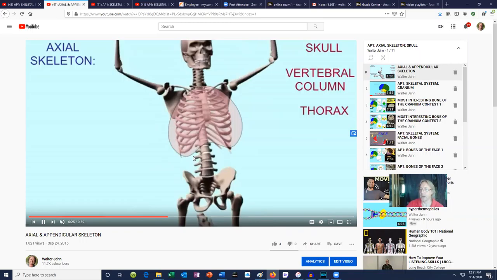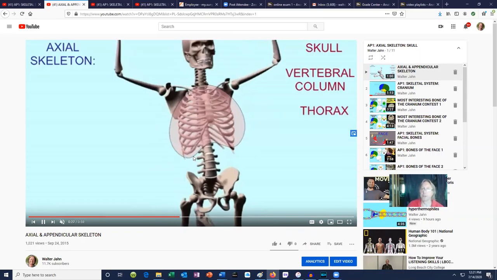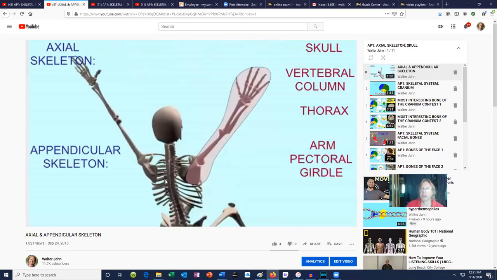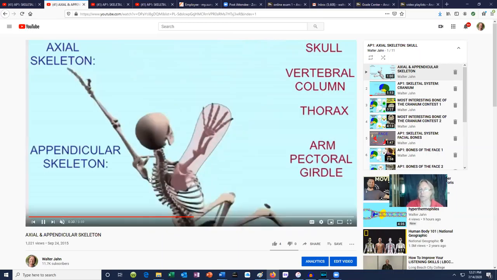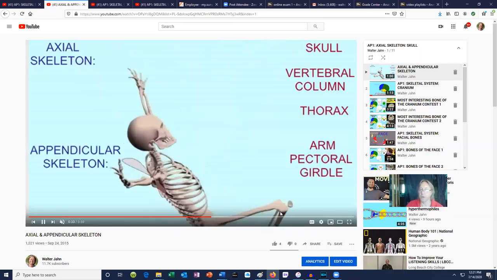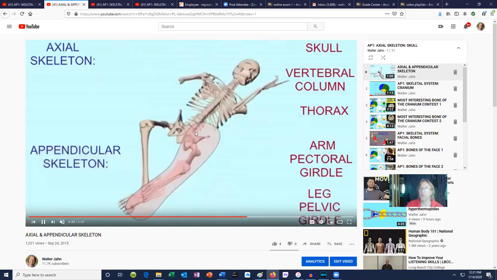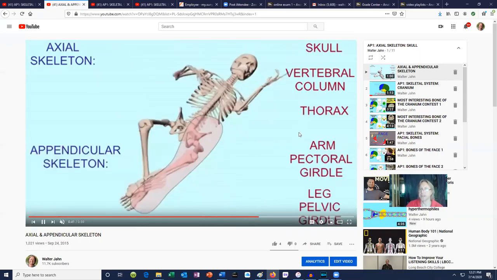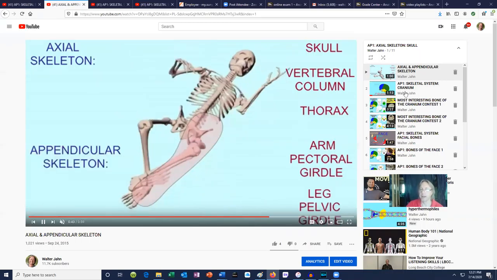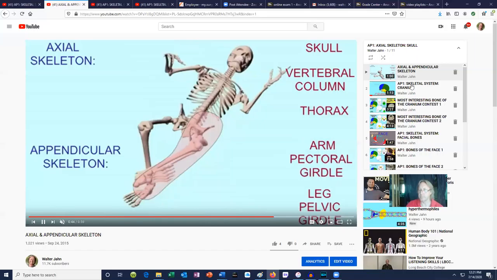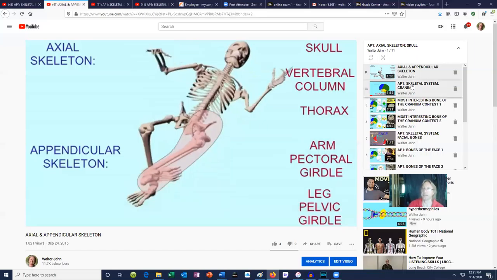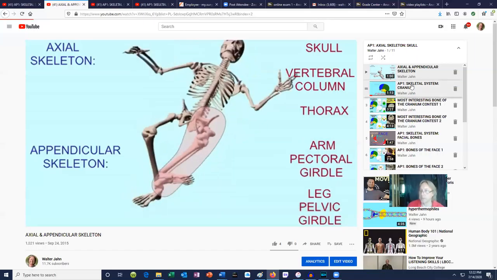Meanwhile, the second portion, which we call the appendicular skeleton, is composed of the arm and the pectoral girdle, which attaches the arm to the axial skeleton, and then the leg and the pelvic girdle, which attaches the leg to the axial skeleton. We can then identify the bones of the skull.